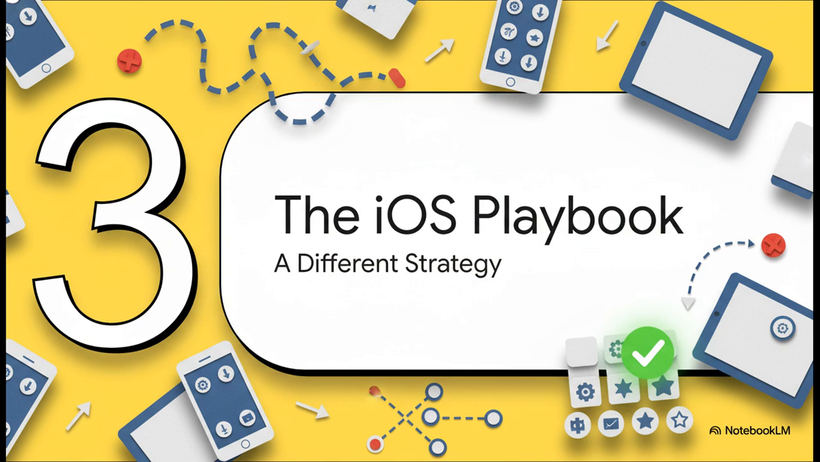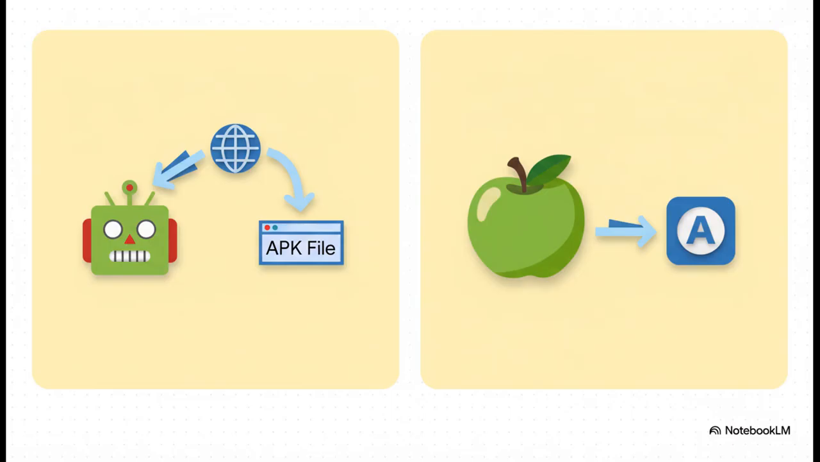And now for the iOS playbook. If you're using an iPhone or an iPad, your strategy is a lot more straightforward, but you still need to follow a couple of key steps. And this right here shows the main difference perfectly. See, Android uses that special APK file from the website, but iOS just uses the good old Apple App Store. This means an APK file is totally useless for an iPhone, so don't even waste your time looking for one.